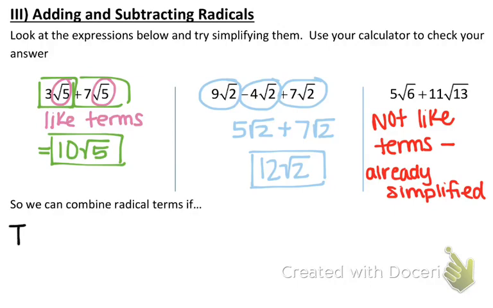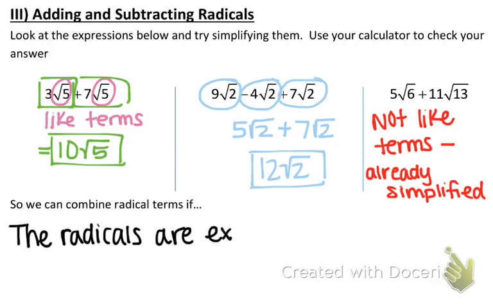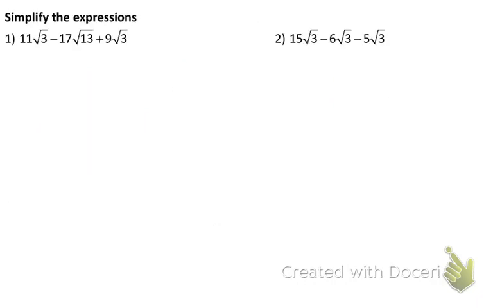So we can combine radicals if the radicals are exactly the same, meaning that they have to be the same and be like terms, and then we can add and subtract the coefficients. Let's do some practice simplifying.